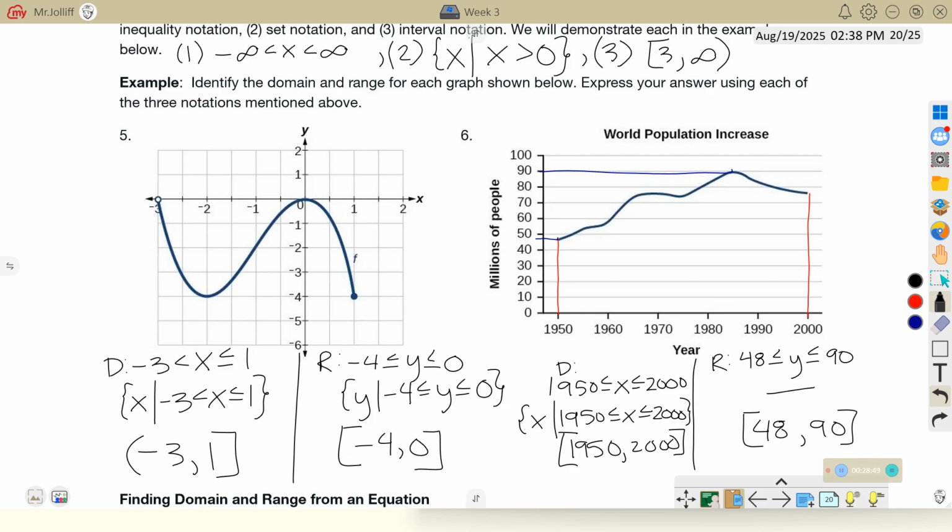1950 X and 2000, and the final result is 2000.